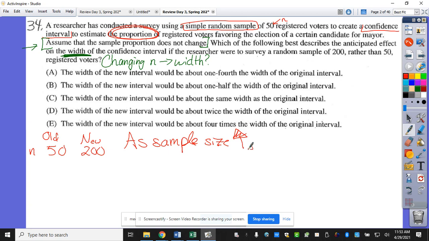So in general, the confidence interval or the, what else can I call it? What's this problem asking about? Width. What's another general way?